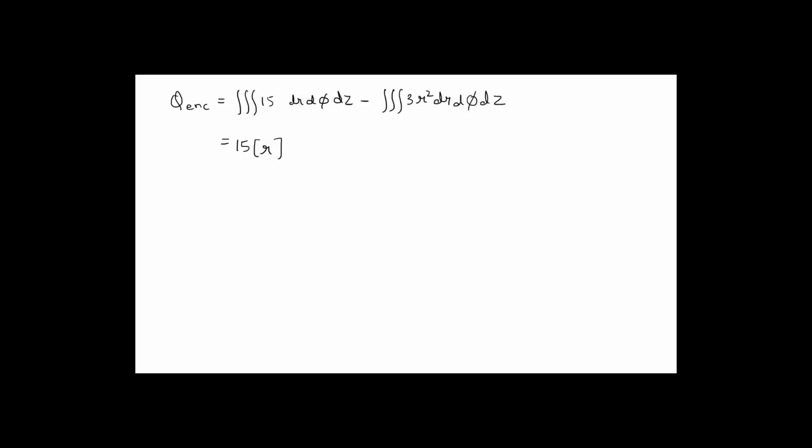Now we'll put in the limits of these variables. For r it is 0 to 3 meters, the radius that was given. For phi we are spanning the entire cylinder, so it will be 0 to 2 pi. And z will be the height, from 0 to 5 meters as given in the question. Similarly, the same goes for the second term. So this will be 15 times r from 0 to 3, times phi from 0 to 2 pi, times z from 0 to 5, minus r cube over 3 from 0 to 3, times phi from 0 to 2 pi, times z from 0 to 5.